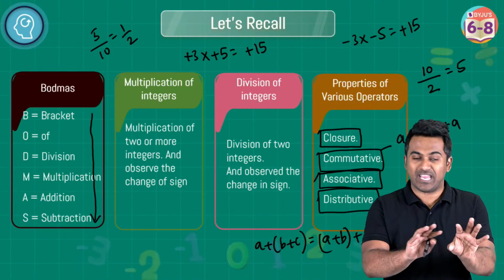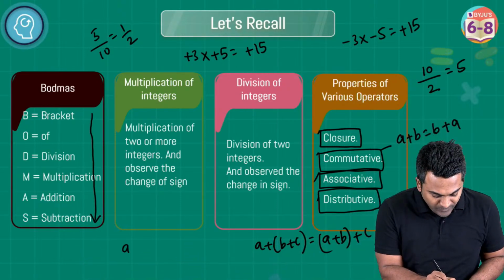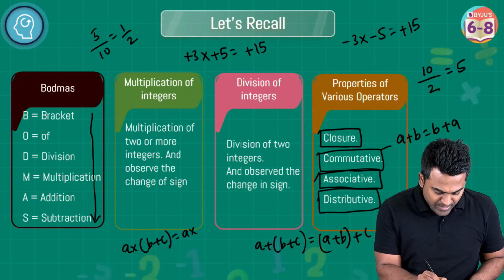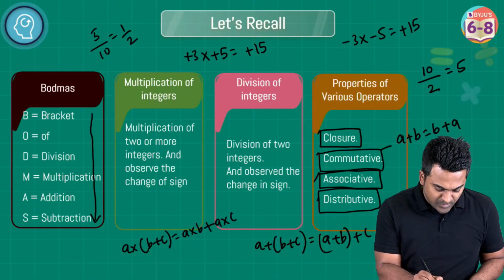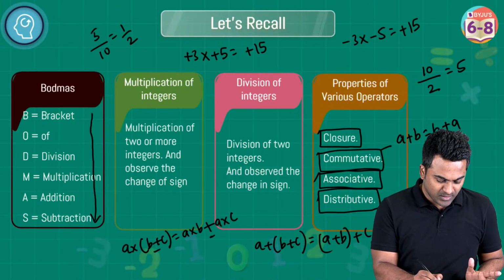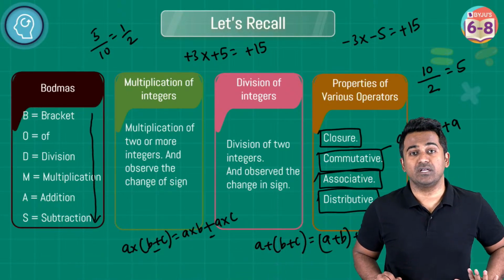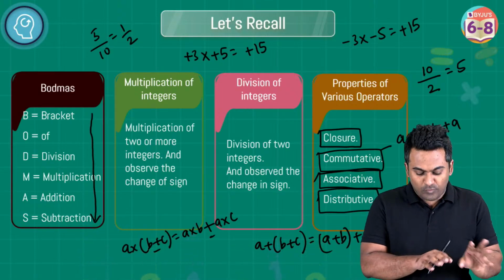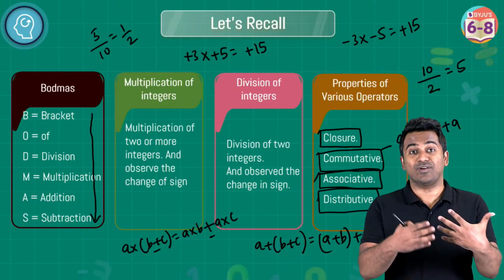Now, I'm sure you guys are able to recall all of these. So A multiplied with B plus C is going to be equal to A multiplied with B plus A multiplied with C. I can put a minus there as well. So this is distributive property. Okay, so we had a quick recall of all of the concepts that you've already covered in depth.